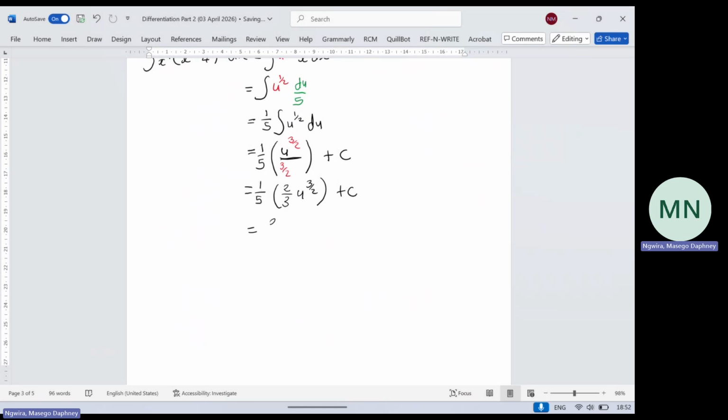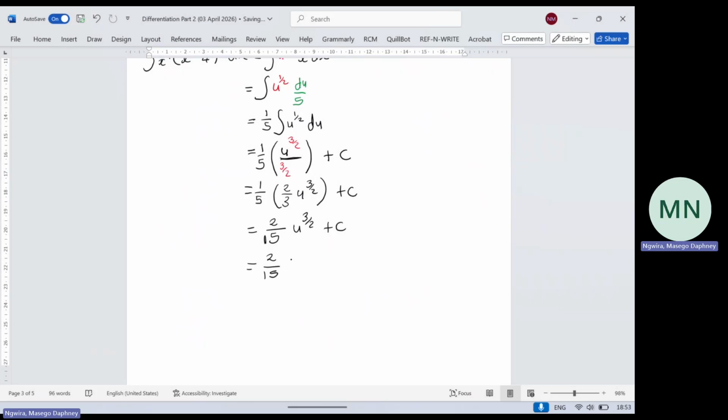Then I just multiply. So this is 2 over 5. 15, 3 times 5 is 15. And this is u. Okay, let me change the u here. Let me just write it before you ask me. I got it. There's no need to write so many steps. I'm just doing it so that you can understand.